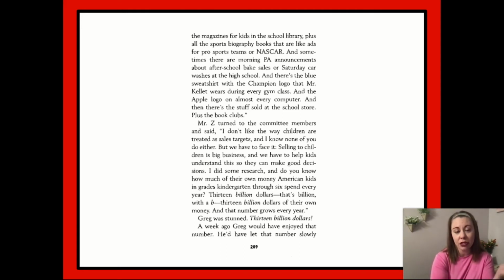Plus, the book clubs. Mr. Z turned to the committee members and said, I don't like the way children are treated as sales targets, and I know none of you do either, but we have to face it. Selling to children is big business, and we have to help the kids understand this so they can make good decisions.